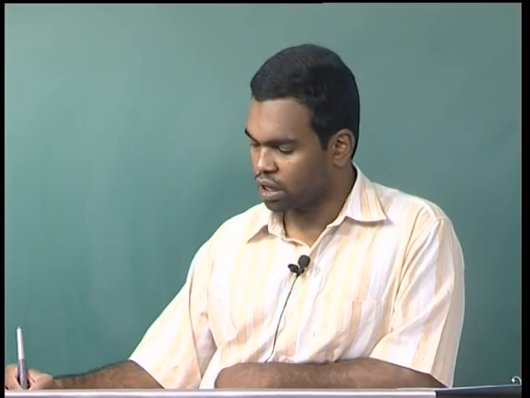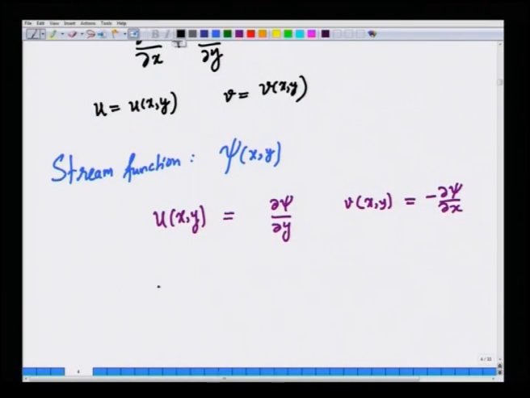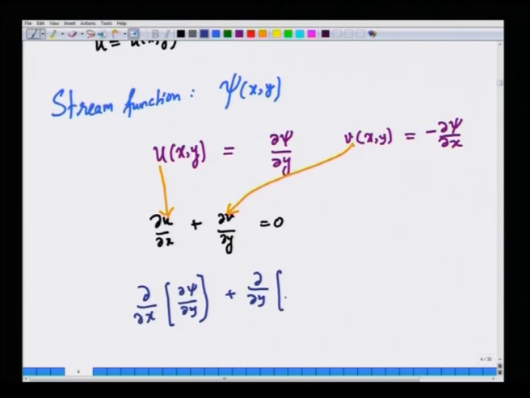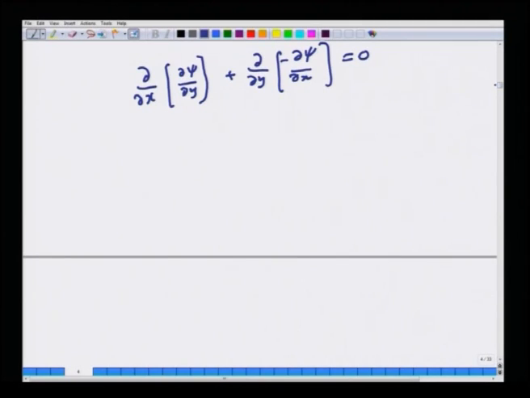So, this is the definition of stream function. What is the advantage of this definition? Now, let us look at the continuity equation. You have partial u partial x plus partial v partial y is 0, that is the continuity equation. Now, I am going to substitute u here and v here through these definitions. So, you get partial x of partial psi partial y plus partial y of minus partial psi partial x is 0. That is the continuity equation. Now, I can pull this minus sign out. So, you get partial squared by partial x partial y psi minus partial squared by partial y partial x psi.